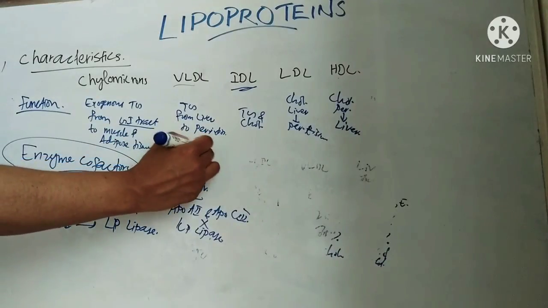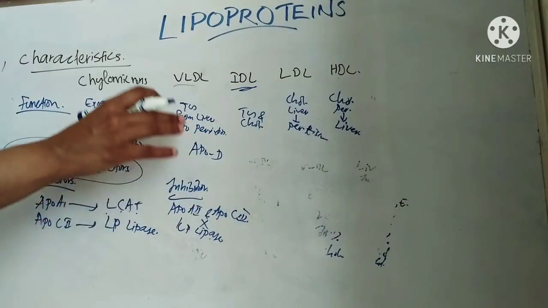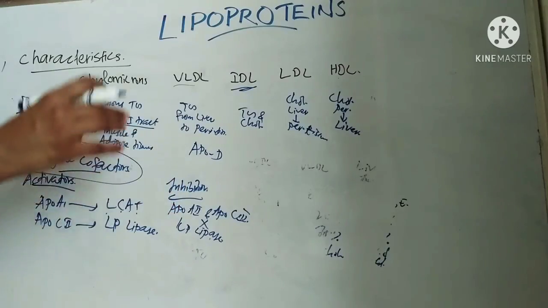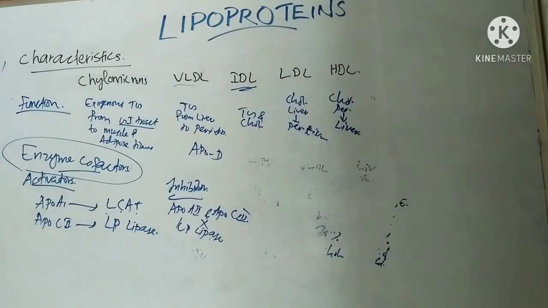Then ApoD is an important factor in human neurodegenerative disorders. So these are the major characteristics of lipoproteins. So this is all about lipoproteins. This is today's topic. Thank you for watching.